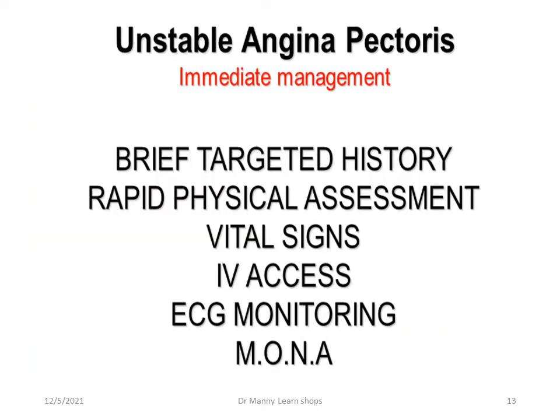Now, what's the immediate management of unstable angina pectoris? It's always important to get a brief targeted history, do a rapid physical assessment, obtain vital signs, provide IV access in case there's a problem, do cardiac monitoring, and be familiar with the acronym MONA, which stands for morphine, oxygen, nitrates, and aspirin, which we'll be covering.